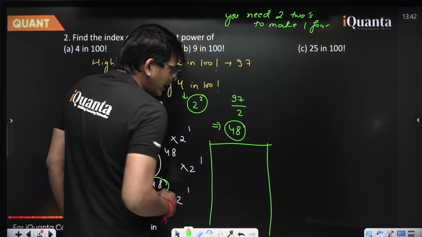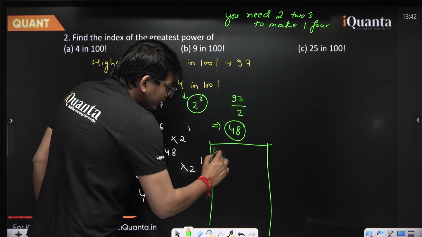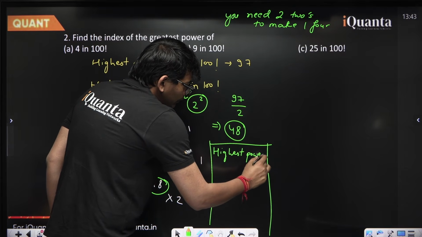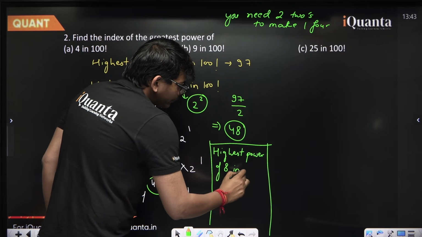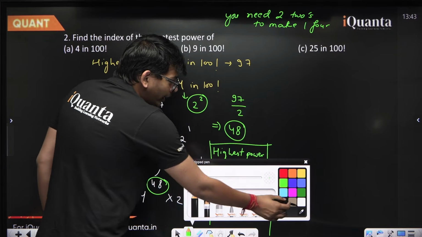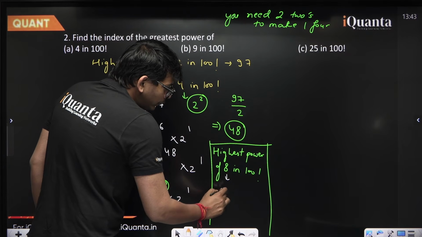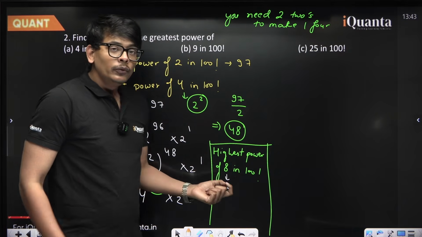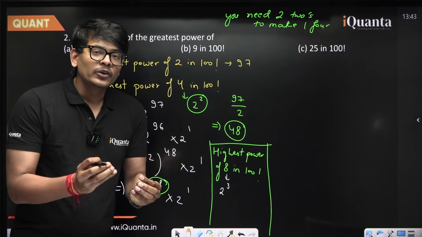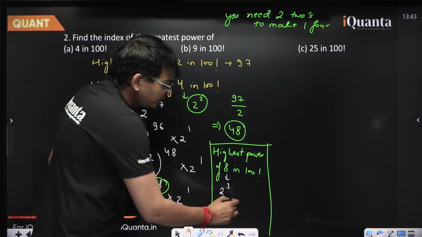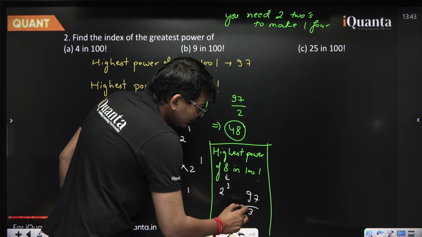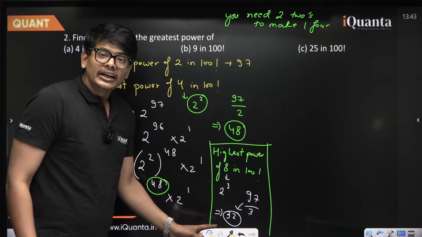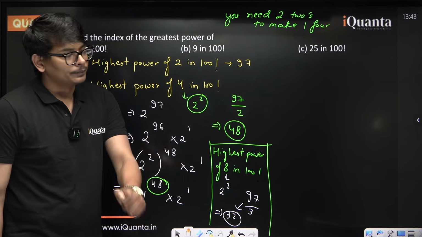If I ask you the highest power of 8 in 100 factorial. 8 is basically 2 cube. So you need to see how many triplets you can make from 97. So 97 divided by 3. That will be your answer. So highest power of 8 in 100 factorial will be 32. Next.